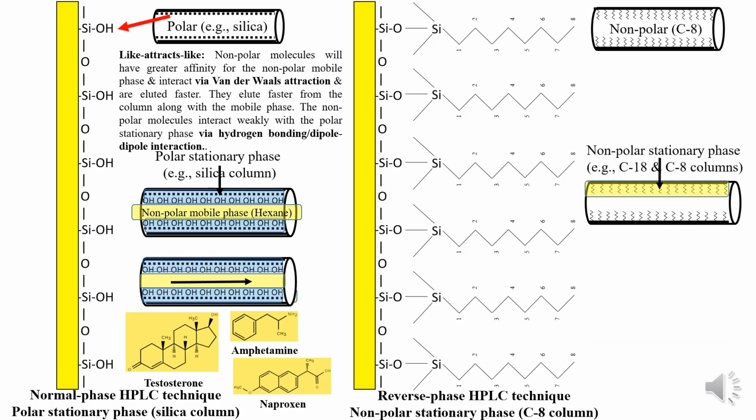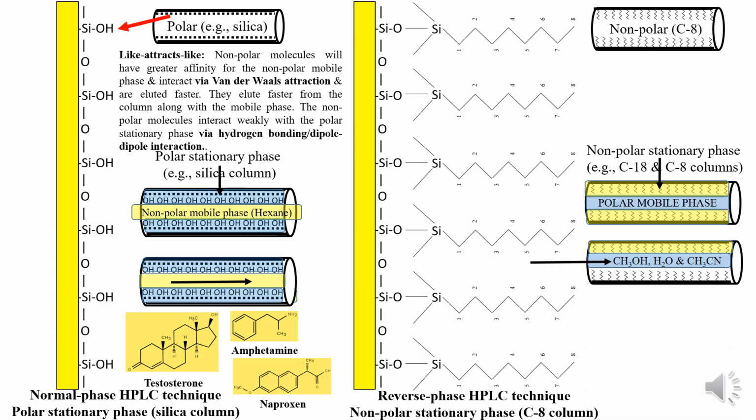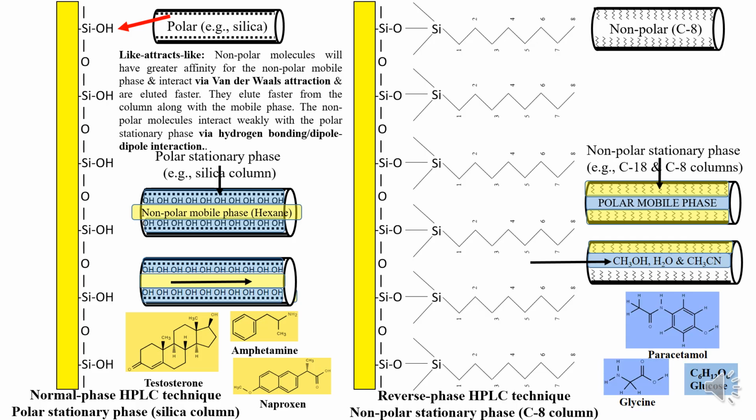And through this non-polar stationary phase, I mean the HPLC column containing the non-polar stationary phase, which could be either C8 or C18 material, polar mobile phase flows through the column under high pressure. Some of the common polar solvents recommended for the reverse phase HPLC technique are methanol, water and acetonitrile. The drugs of pharmaceutical interest like paracetamol, amino acids like glycine and sugars like glucose can be effectively separated by reverse phase HPLC technique.